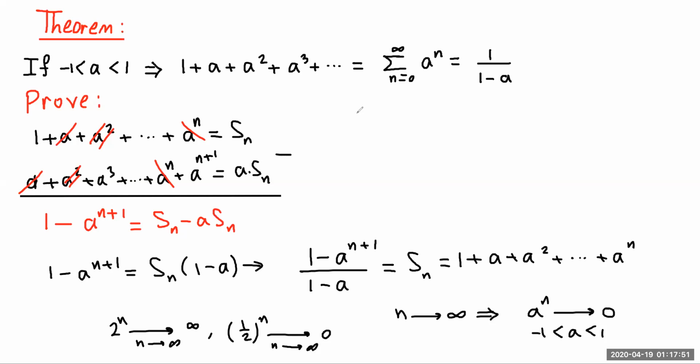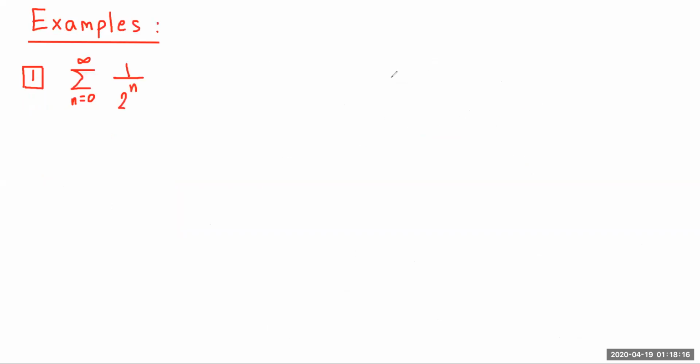So the limit of Sn when n goes to infinity will be 1 over 1 minus a, which is the sum 1 plus a plus a power 2 and so on, if n goes to infinity and I do not stop. So this proves my theorem. Okay, let's take some examples.